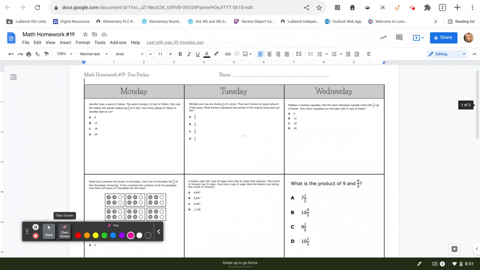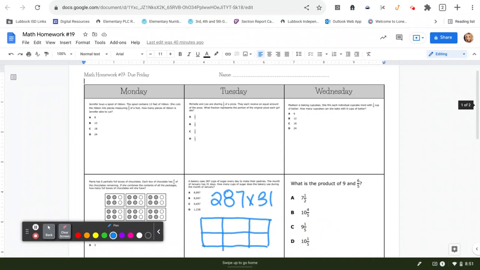Next, a bakery uses 287 cups of sugar every day to make their pastry. The month of January has 31 days. How many cups of sugar does the bakery use during the month of January? Every day is the same as saying each day, right? The bakery uses 287 cups on Monday and on Tuesday and on Wednesday. We're not dividing up the sugar, we're multiplying the sugar. So you're going to do 287 times 31. If you need to make an area model for this, that's fine. If you are attempting your algorithm, this is a wonderful place to work on that.